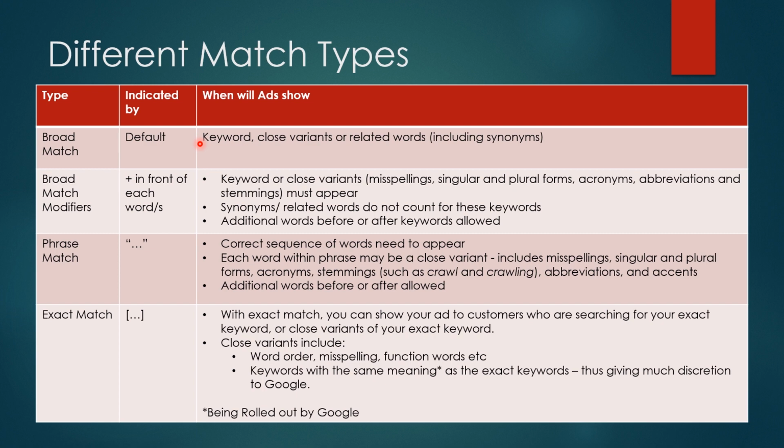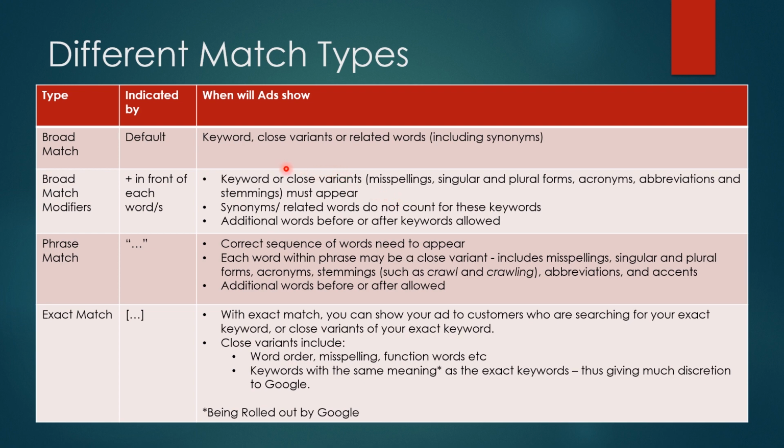So this, as its name suggests, is the broadest kind of keyword. You then have keywords which are known as broad match modifiers, which have a plus in front of them. And when will an ad be shown under this specific scenario? It will be shown when the keyword or close variant must appear in the specific query.